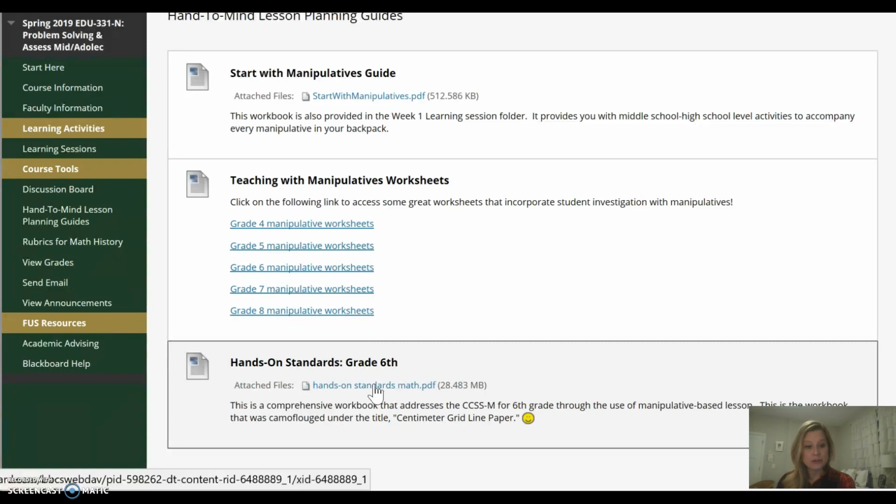And then what's interesting, among all of those different lessons that were retrievable on the website that I went over in your first video, there's an entire book that they give you for free called Hands-on Standards Math. It's about 250 pages that does the entire 6th grade curriculum using manipulatives. Download this because if you end up teaching 6th grade, this is going to be a huge resource for you.